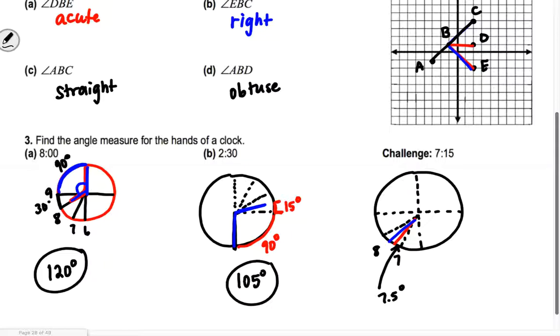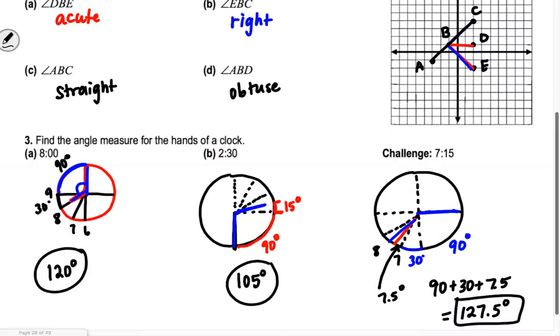How about the 7:15? The other hand is here at 15, right? So we have 90. We then have this much, which was our 30, and then we have another 7.5. So we're doing 90 plus 30 plus 7.5. What do we get? That's it. That's how many degrees are between the hands at 7:15.